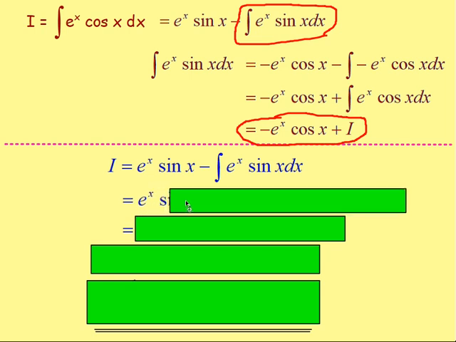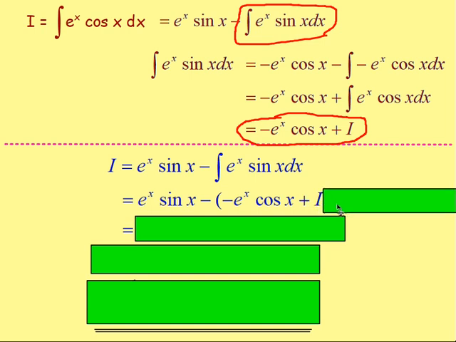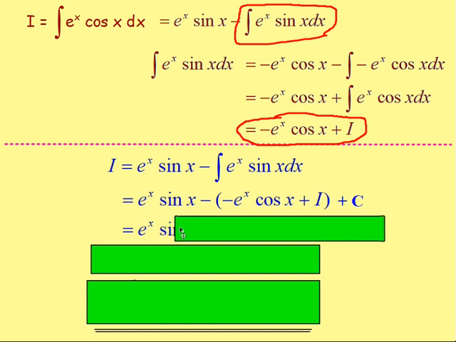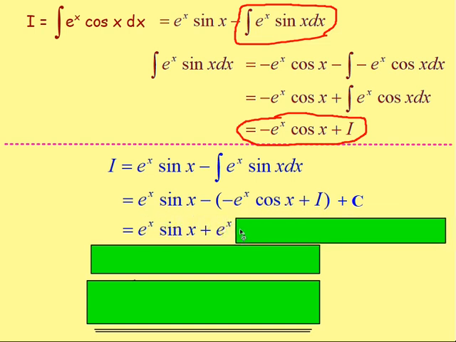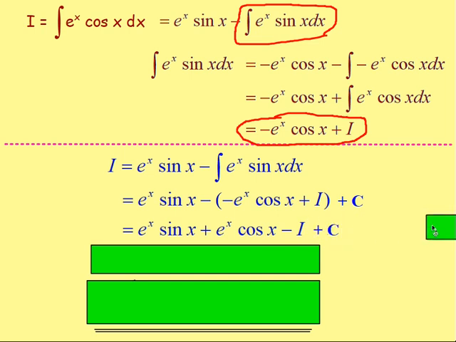So that would become e to the power of x sine x, take away, and then this part here worked out to be this part just there. So that is going to be negative e to the power of x cos x plus I. And then again, you've got your plus c because you're integrating here. After that, we can think about getting rid of these brackets. So you have e to the power of x sine x plus e to the power of x cos x, take away I. And your plus c will just stay as plus c.